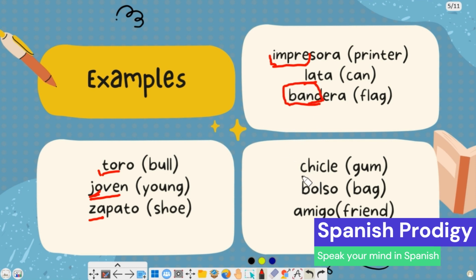And then chicle means gum, chicle. When I am saying chicle, the stress is placed on the second to last part again. Bolso, bolso. Stress is placed here again on the second to last part of the word. And then amigo, amigo. Here also the stress is placed on the second to last part of the word. So these are some examples for the first category.